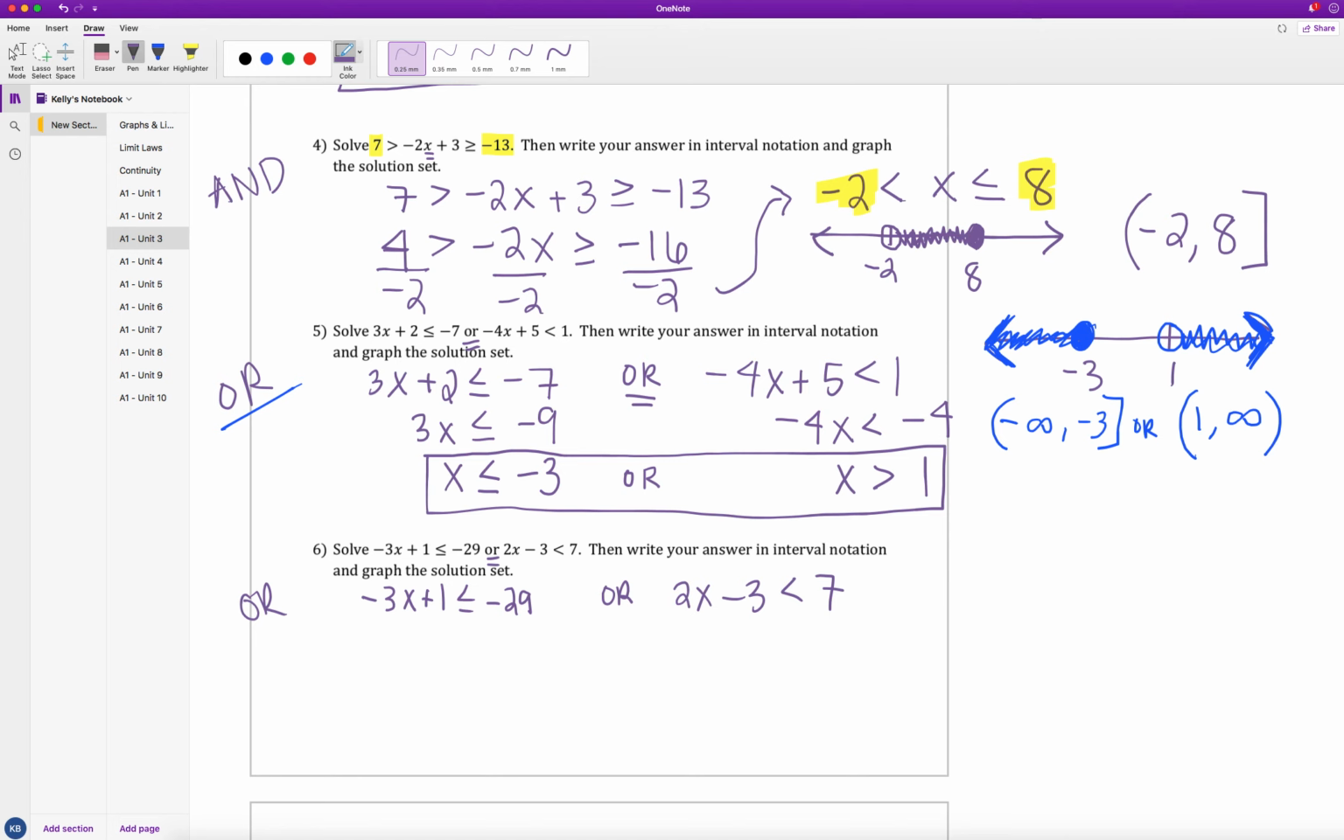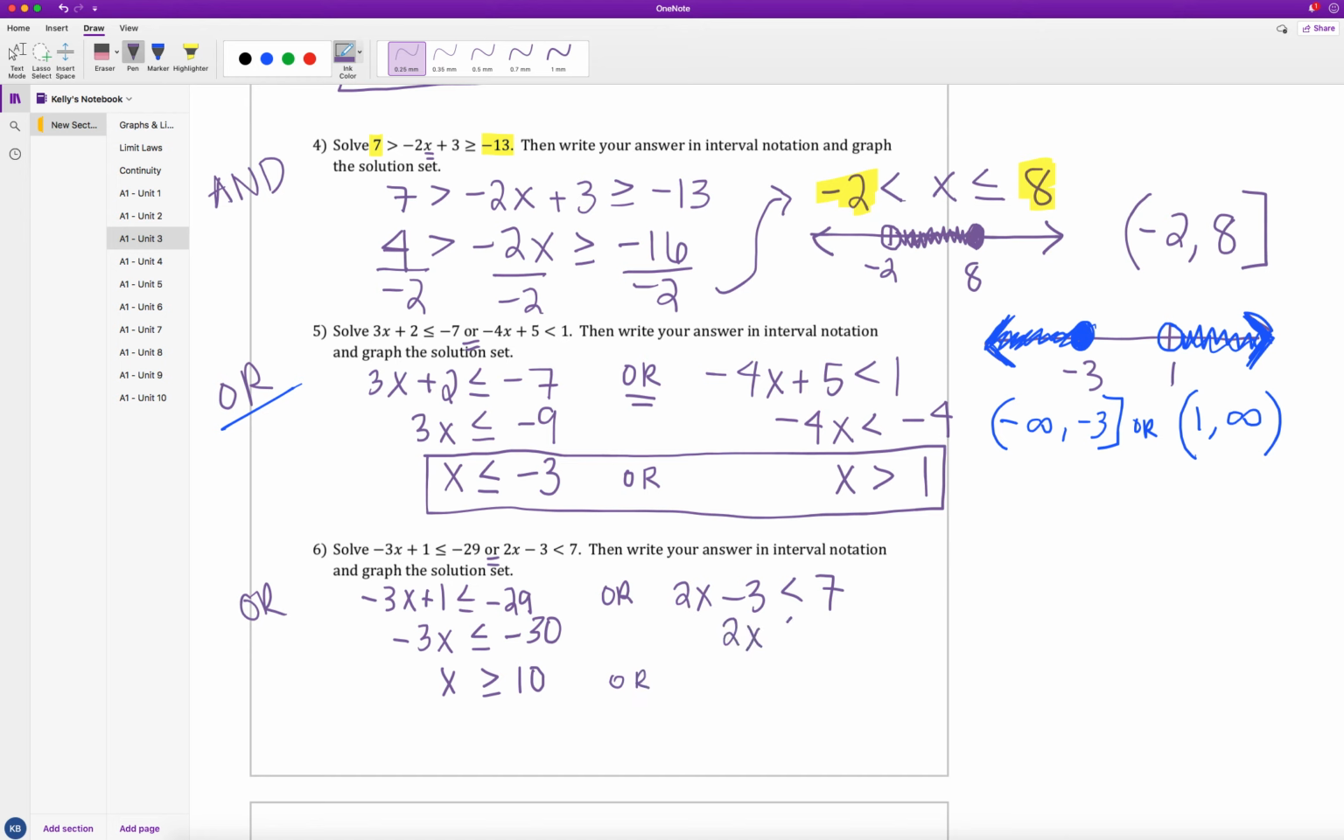From here, let's just solve these one at a time. So I'm going to take the first one on the left side. I'll have to subtract 1, so we get negative 3x is less than or equal to negative 30. From here, I'm going to divide through by a negative 3. So I'll have x is greater than or equal to positive 10. Because I divided through by a negative, I have to remember to flip that inequality. So we solved the first one. Now let's go solve the second guy.